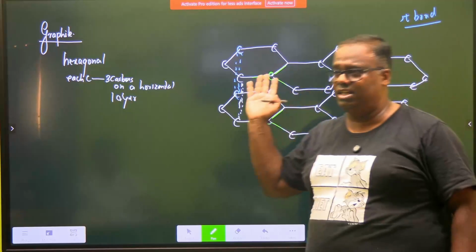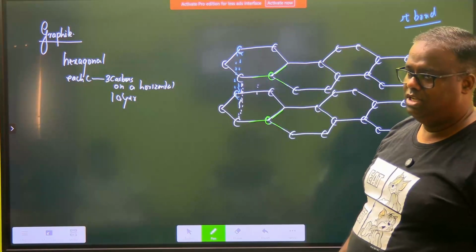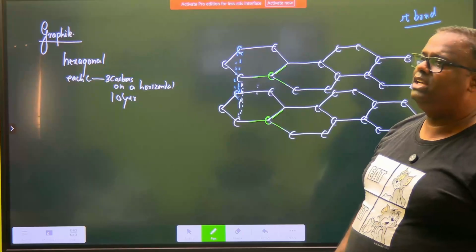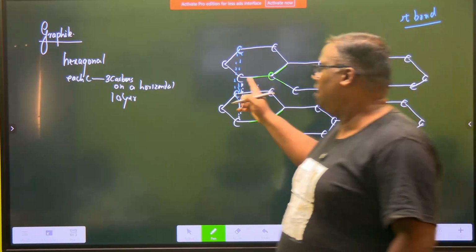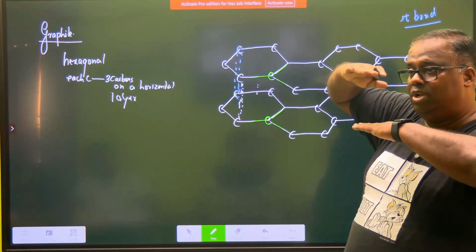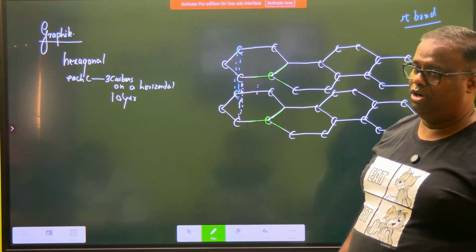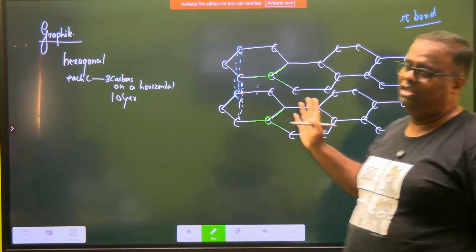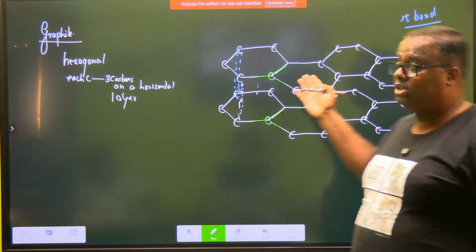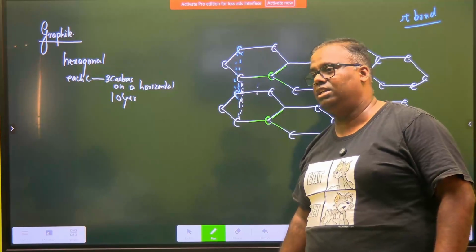Graphite conducts electricity because graphite has got free electrons. Many children think, in graphite, how is the bond? Each carbon is linked to 3 other carbons on the same layer, and between 2 layers, the delocalized electrons pair up. So ultimately, it's a 4 bond. The structure has to be stable. So this is a good conductor of heat and an excellent conductor of electricity.